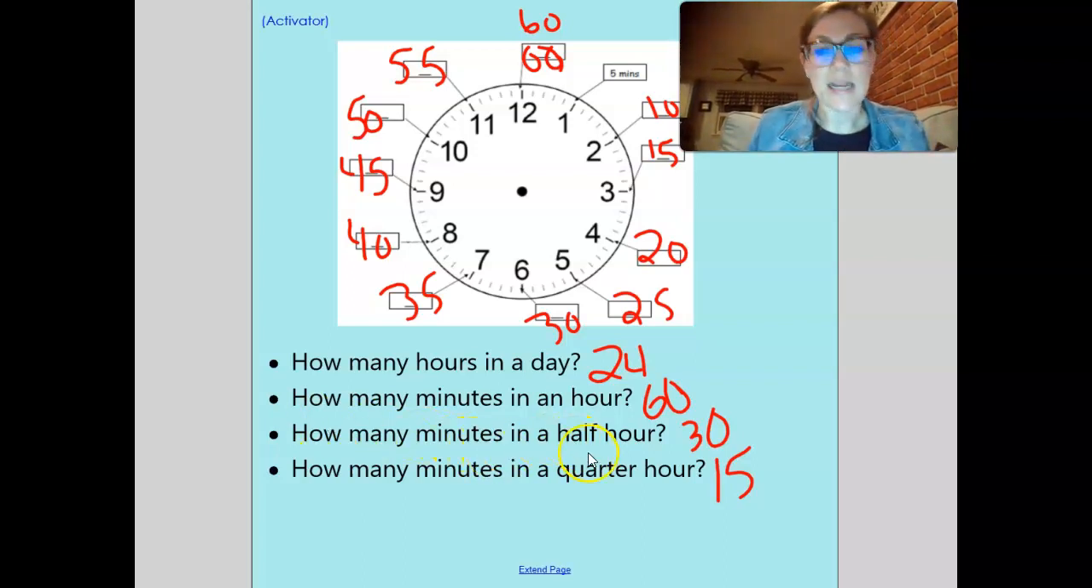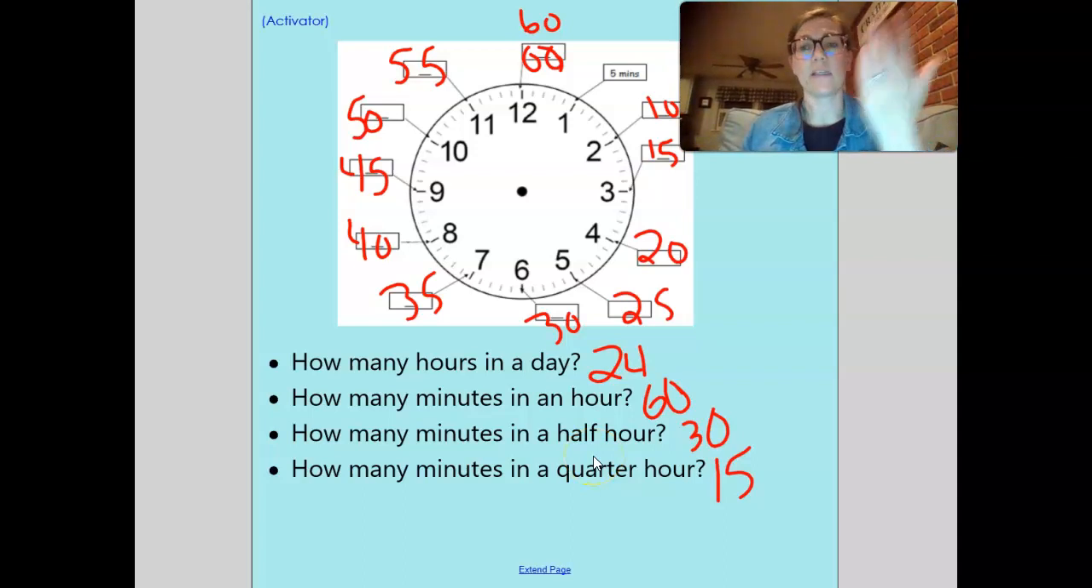How many minutes in a half hour? Well, if there's 60 in a full hour, then half of 60 is 30. So when the long hand is on the 6, it means 30 minutes.